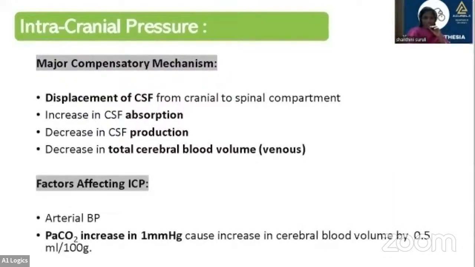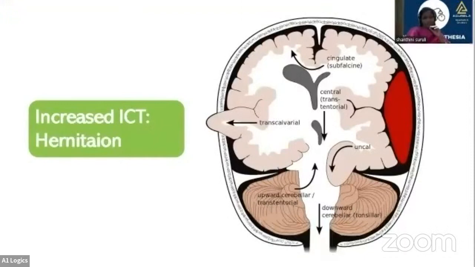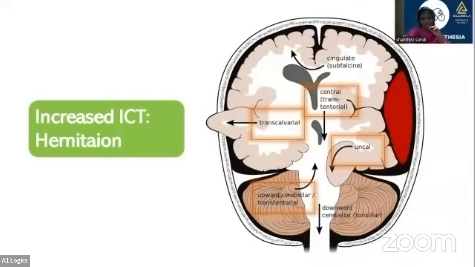The factors affecting ICP are the arterial BP and the PaCO2. For every 1 mmHg rise in PaCO2, the cerebral blood volume increases by 0.5 ml per 100 gram. With increase in ICP, the end result is herniation, which occurs mainly at 4 major sites: the central, the transcalvarial, the uncal, and the cerebellar or transtentorial region, downward towards the tonsillar cerebellar area.